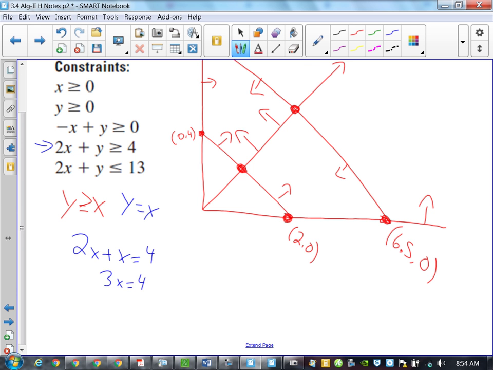3x is 4. X is 4/3. So this ordered pair here will be at 4/3, comma 4/3. Okay. And I do the same thing with the other intersection point. 2x plus x is 13. 3x is 13. X is 13/3.